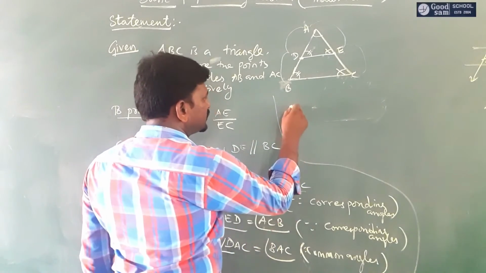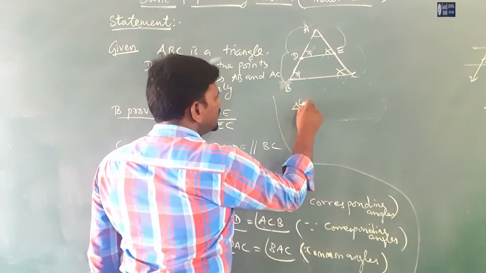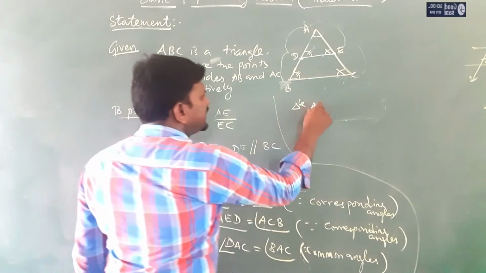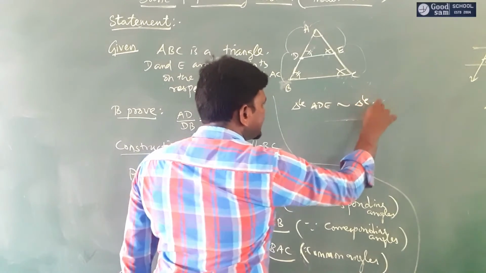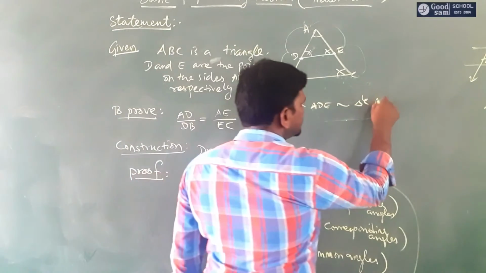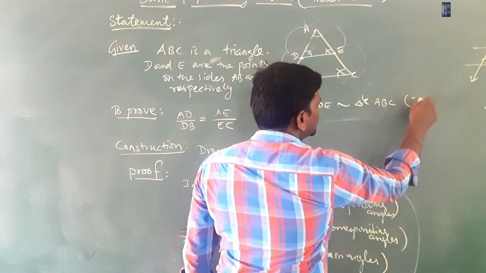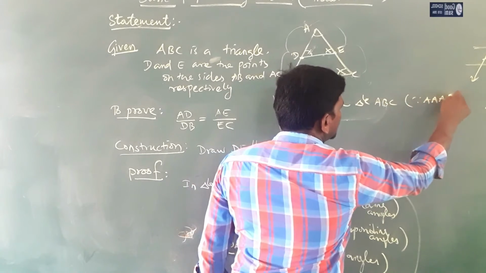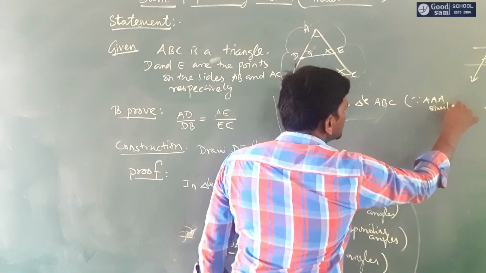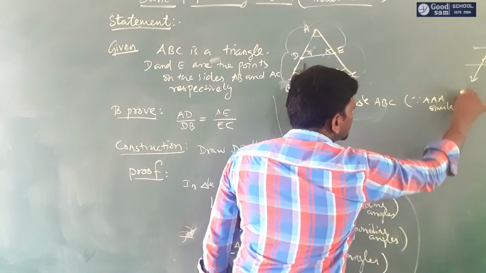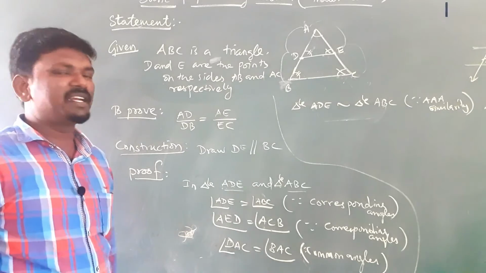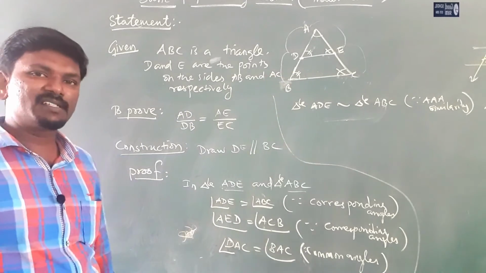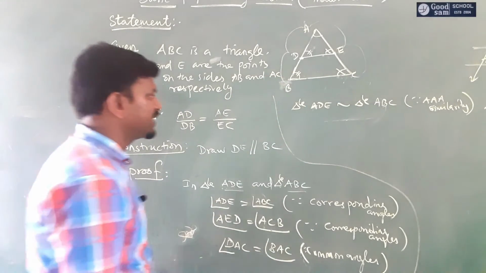Therefore, triangle ADE is similar to triangle ABC because of AAA, using AAA angle similarity. That is one criteria. There are some other criteria also there.